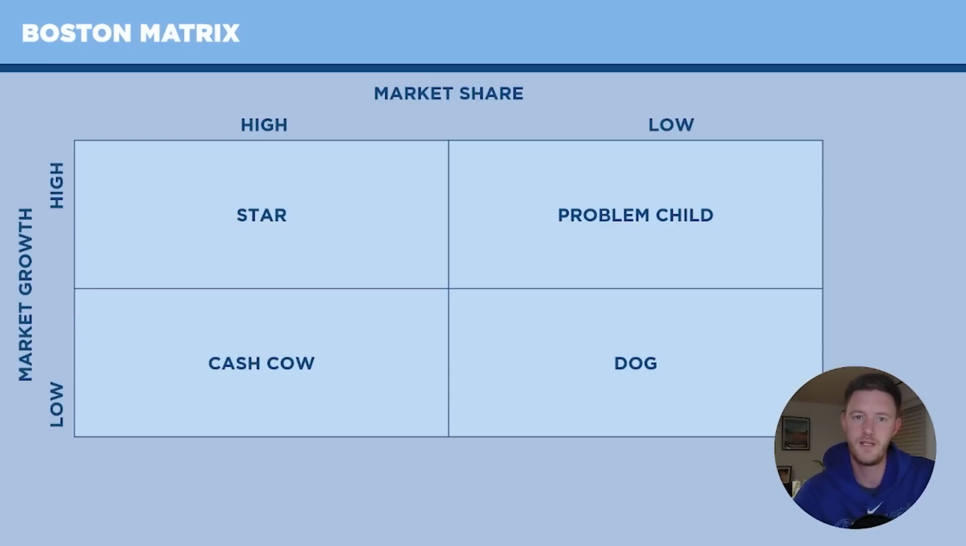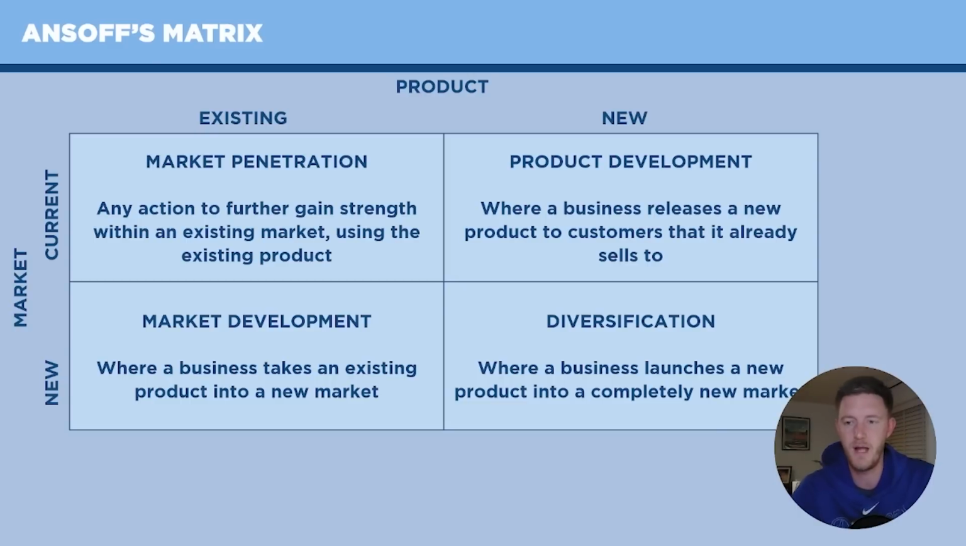The last one for these three is Ansoff's Matrix. In my opinion, this is the most important theory in the entire course, which is why I've left it until right towards the end of the video, just to make sure that you're watching the whole thing. We've got a bunch of different strategies here based on whether we are launching an existing product or a new product to an existing market or a new market.